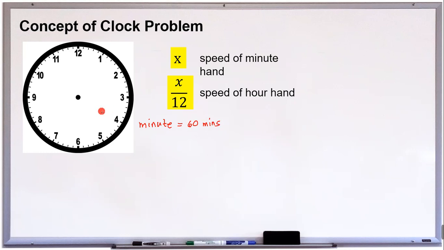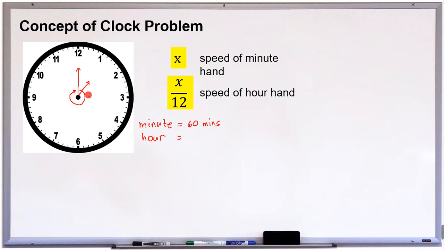Now, if we're going to visualize this, let's say, for example, the time now is 1 o'clock. Our minute hand is positioned at the number 12, and our hour hand is pointing to the number 1. So this is our 1 o'clock. In 1 hour, this minute hand will cover one complete revolution of our analog clock, and that is equal to 60 minutes.